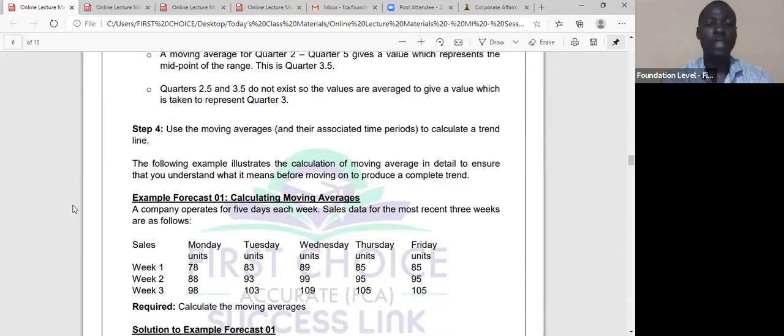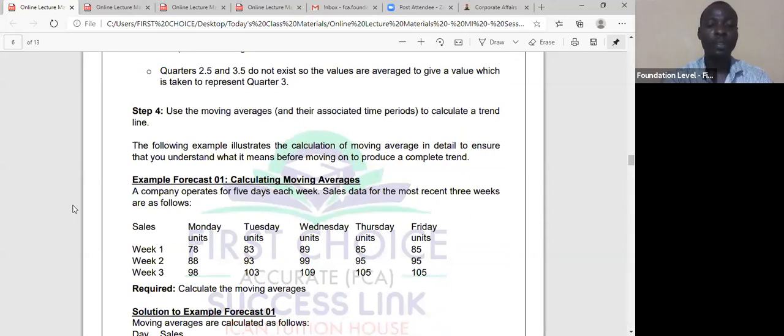Okay, now let's look at a question. This one says, this is forecast 01, calculating moving averages. A company operates for 5 days each week. So you know this is a moving average question. You've seen 5 days each week. We now know that our complete cycle is 5 days. That means our season is a week.